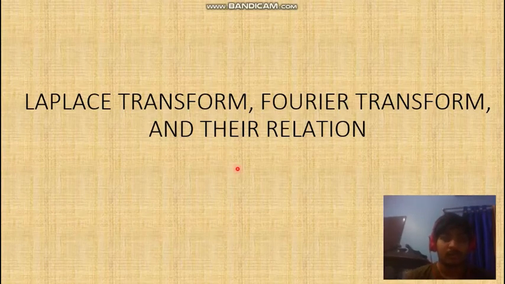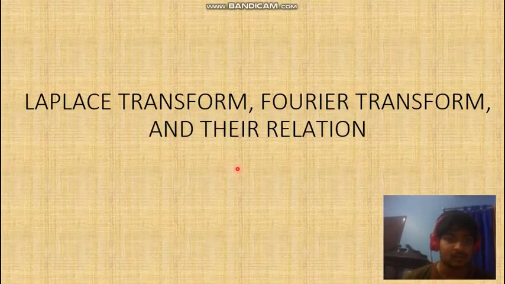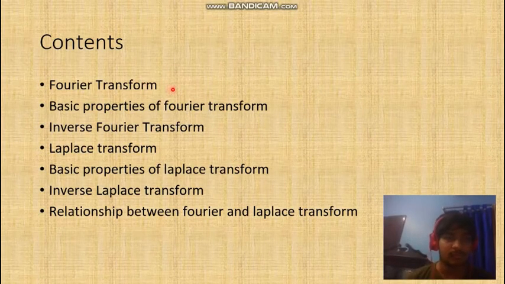Today we will learn about Laplace transformation, Fourier transformation and the relation between them. Laplace transformation and Fourier transformation are important mathematical transformations that are extremely useful in the field of signal analysis. First we learn about Fourier transformation, then some of its basic properties, then the inverse Fourier transformation. Then we learn about the Laplace transformation, then some of its basic properties and its inverse. Then finally we learn about the relationship between Laplace and Fourier transformation.